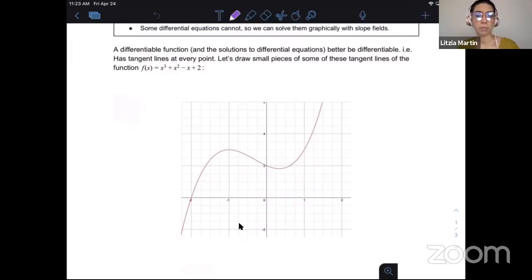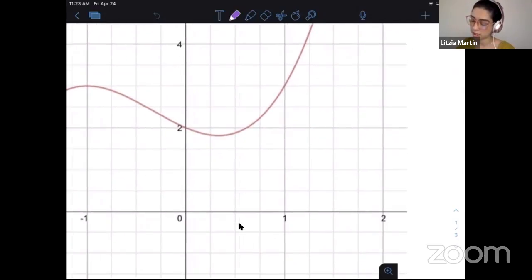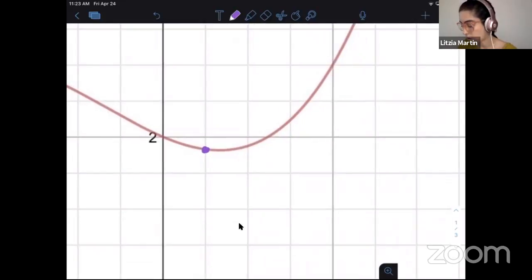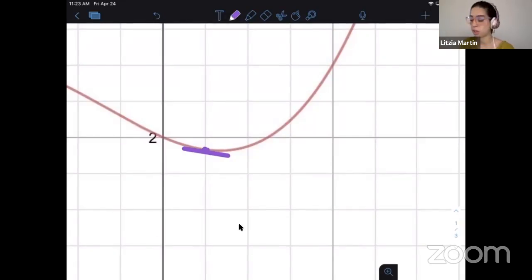We have here a differentiable function, which means obviously it's differentiable. So it has a tangent line at every single point. We can find the slope at every single point. So what we're going to do is draw some small pieces of some of these tangent lines along this function. This is the function, a polynomial, x cubed plus x squared minus x plus 2. So I'll just pick any point, for example, right here. I'll draw a little line segment representing the tangent line, something like that, that follows the natural slope of the curve.